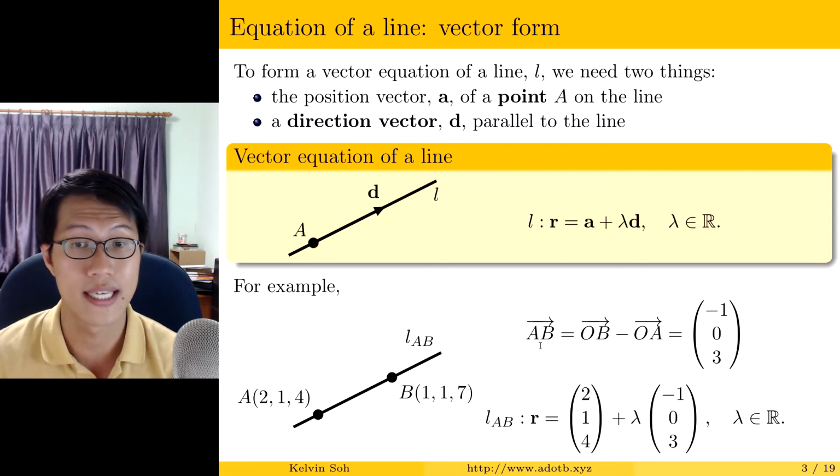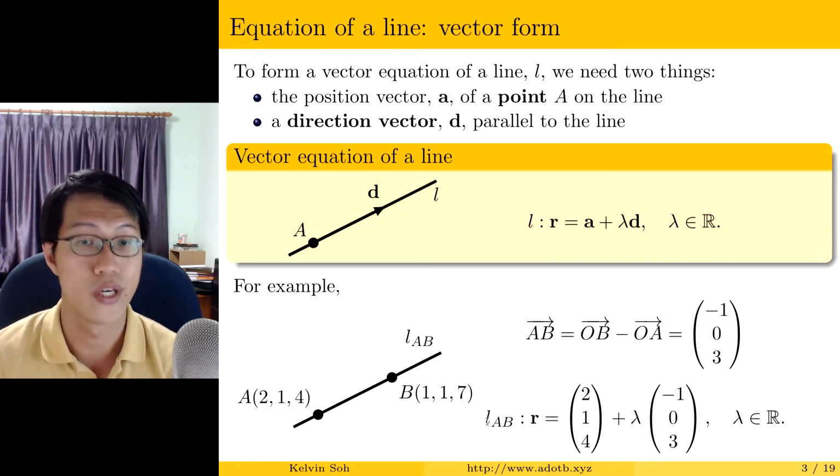So in this next example, we are given 2 points instead. We are not given the direction vector directly. So what we have is a point A, 2, 1, 4, and a point B, 1, 1, 7. So we need the direction vector to be able to form the vector equation of our line. So the direction vector for this case can be AB. So we use AB equals OB minus OA. So taking 1, 1, 7 minus 2, 1, 4 gives us the direction vector minus 1, 0, 3.